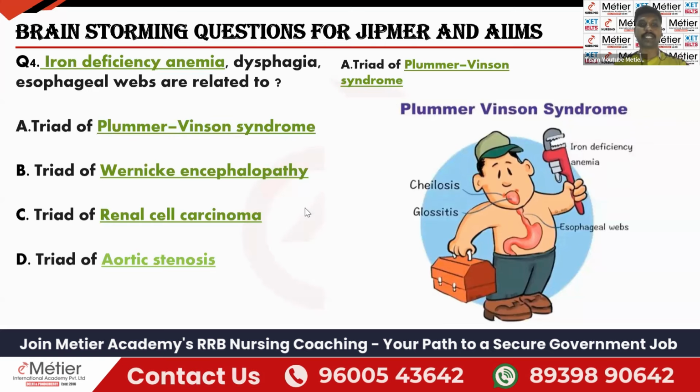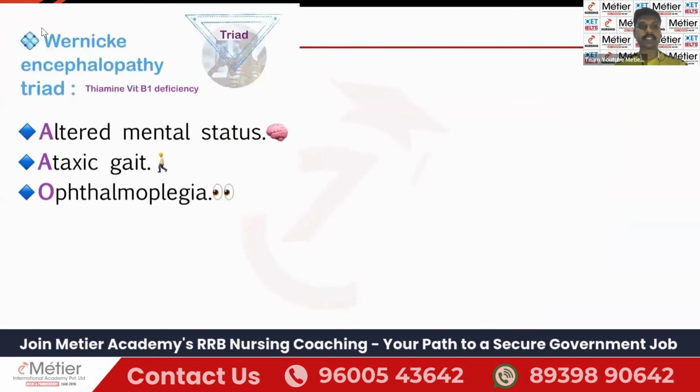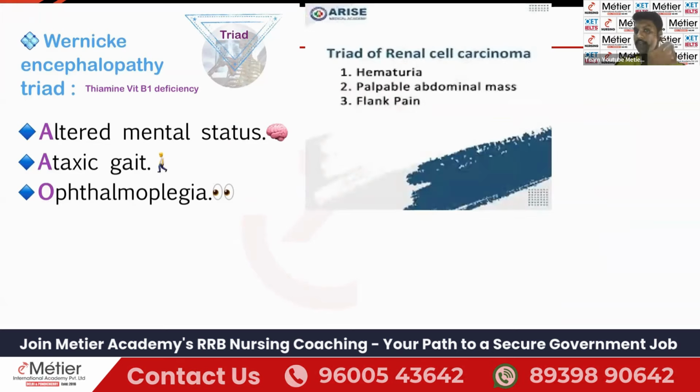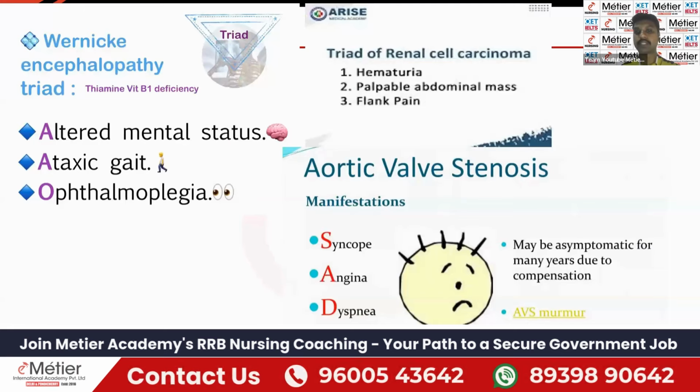What is the triad of Wernicke encephalopathy? That is due to the vitamin B1 deficiency, AAO. Remember the mnemonic AAO: altered mental status, ataxic gait, ophthalmoplegia. So what is the triad of renal cell carcinoma? We have already discussed in the previous slide. Hematuria, palpable abdominal mass will be there, flank pain will be there. So what is the triad of aortic valve stenosis? SAD. Remember the thing SAD. Syncope, angina, dyspnea. It is aortic valve stenosis triad.